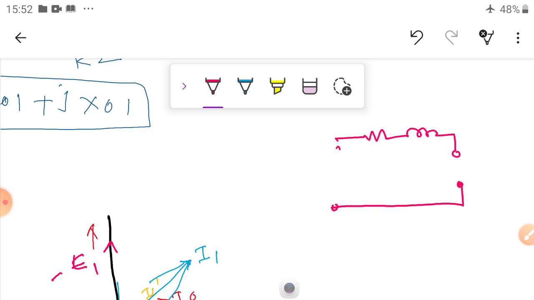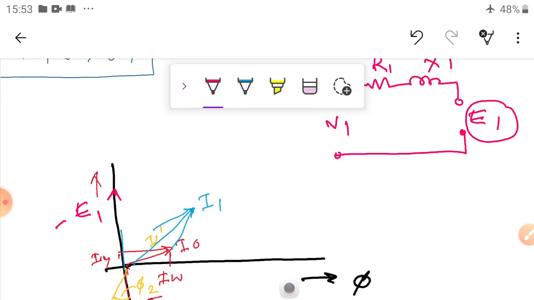This is equal to V1. This is equal to E1, the induced EMF voltage. This is equal to R1 and X1, and the current is I1. Okay, the same current is flowing. This I am going to write. So this E1 I can write from this direction up to this direction.